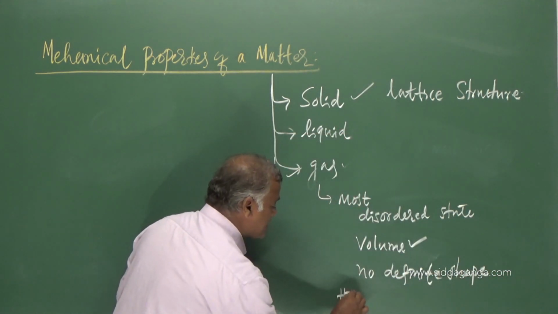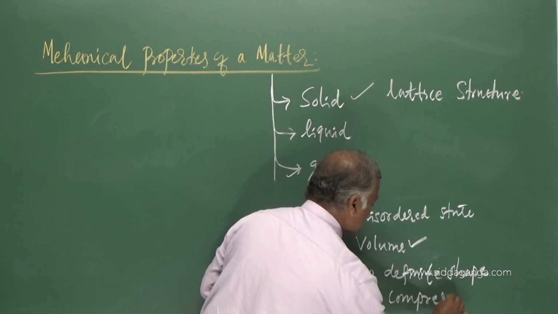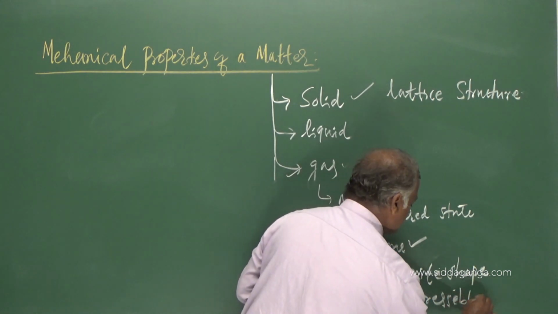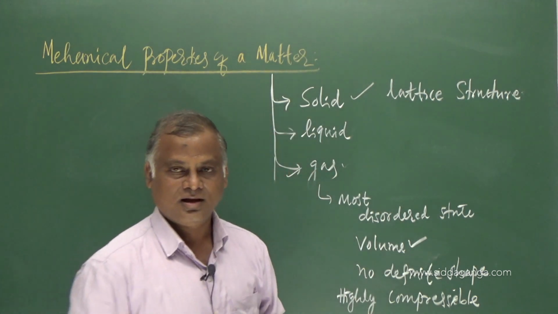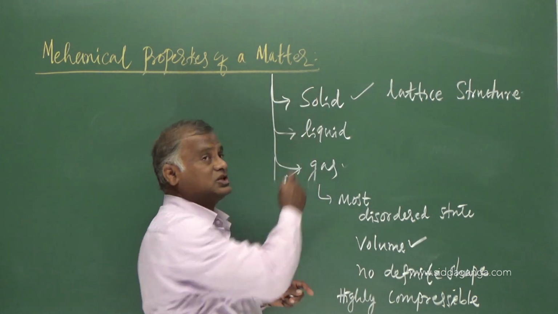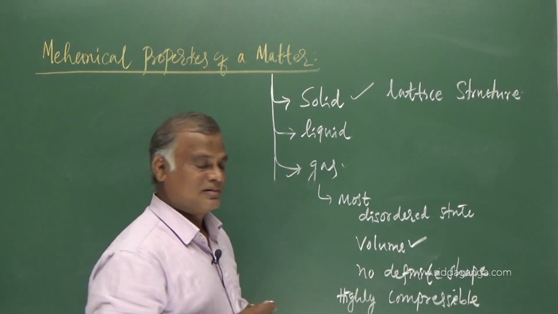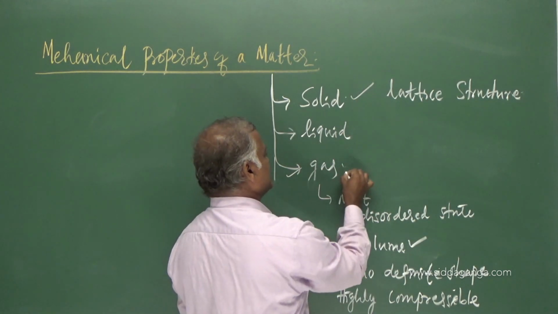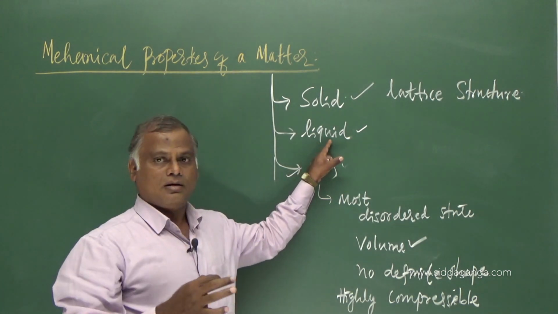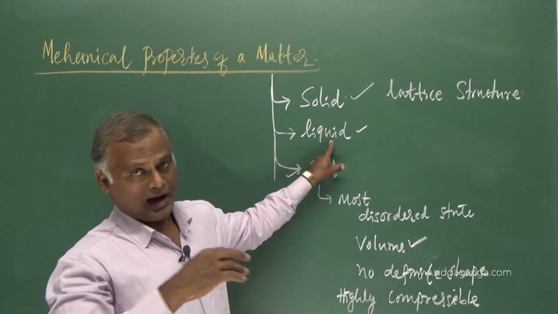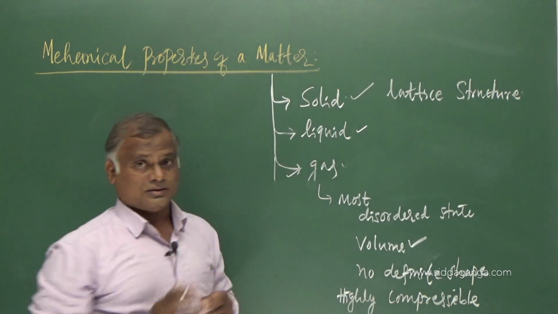And they can be highly compressible. They can be compressed. Say for example, a gas filled in a cylinder is highly compressed, whereas a solid is one which cannot be compressed easily, it is very difficult. So in between solids and gases, liquids contain molecules and atoms whose arrangement lies between that of the solid and gaseous states.